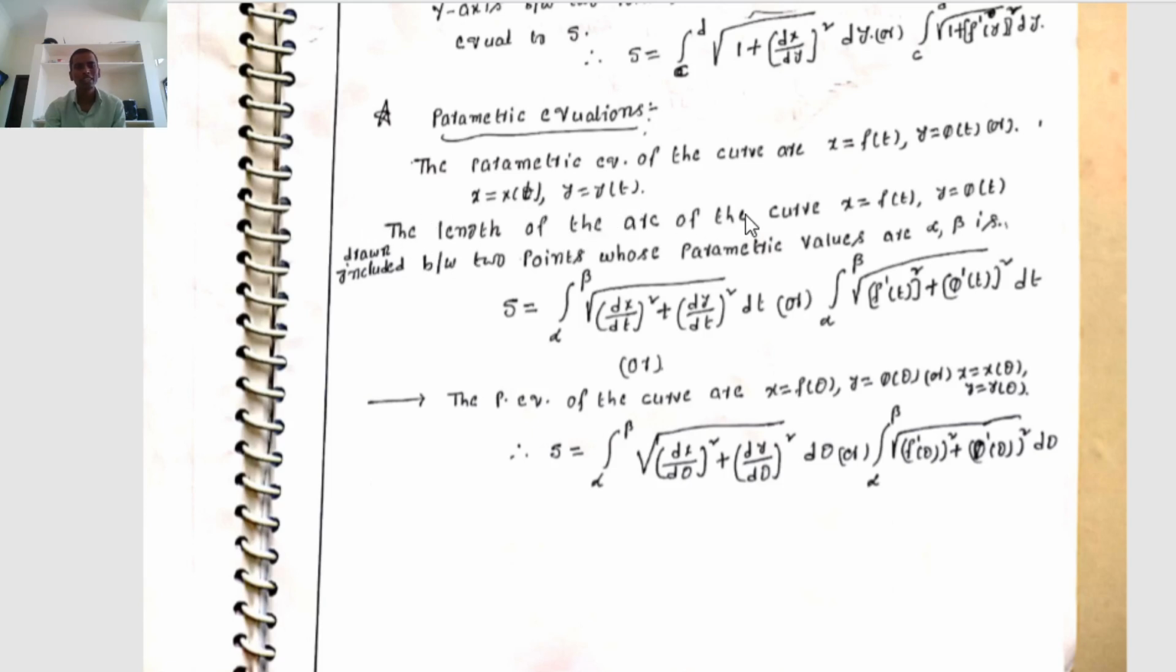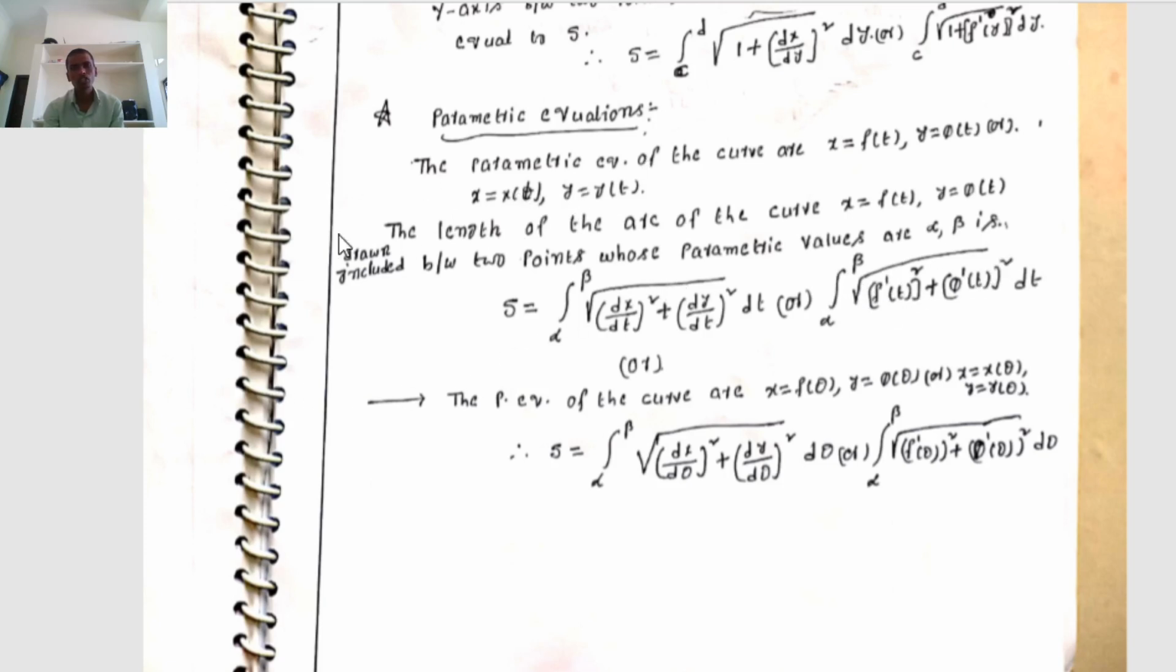In this case, the length of the arc of the curve x equal to f of t comma y equal to phi of t, included between 2 points whose parametric values are alpha comma beta, is s equal to integration alpha to beta, where alpha to beta are t limits, square root of (dx by dt) whole square plus (dy by dt) square into dt, or integration alpha to beta square root of (f dash of t) whole square plus (phi dash of t) whole square into dt.